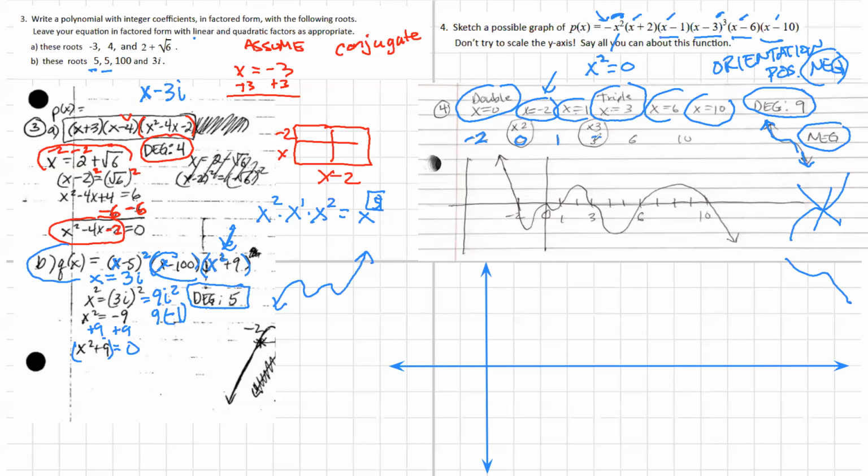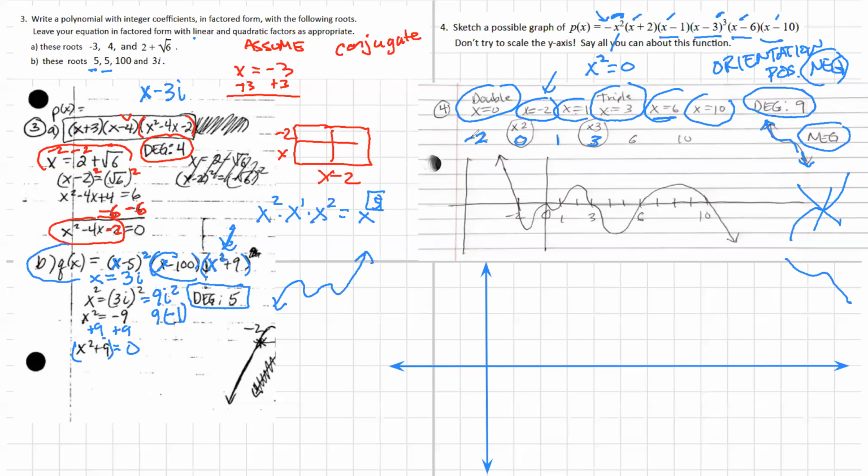Then 3 is next, and it's a triple root, so I put ×3 above it to remind myself this is a triple root, and it needs to reflect that in the graph. Then 6 is next. Then 10 is next. Why do I put this in numerical order? Because now I'm going to do my graph, and I want to go from left to right. I know it should start up here.